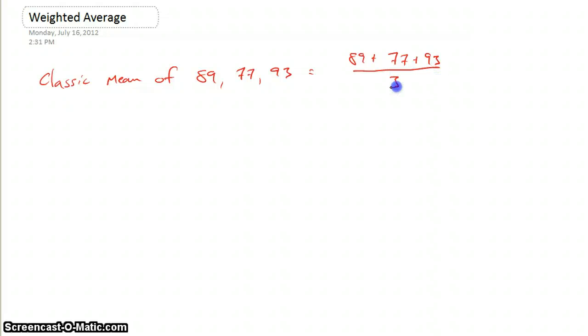I'm going to show you what the weighted average is all about as it relates to our work in pre-calculus. I think the first thing to start with is to recognize that a weighted average is really the same as a classic mean in its form. So if we start with the classic mean calculation of say 89, 77, and 93, we get 89 plus 77 plus 93 over 3.